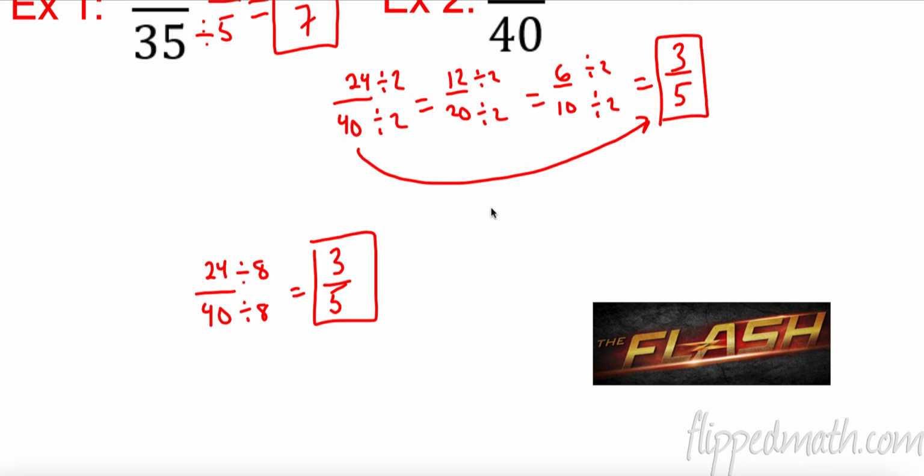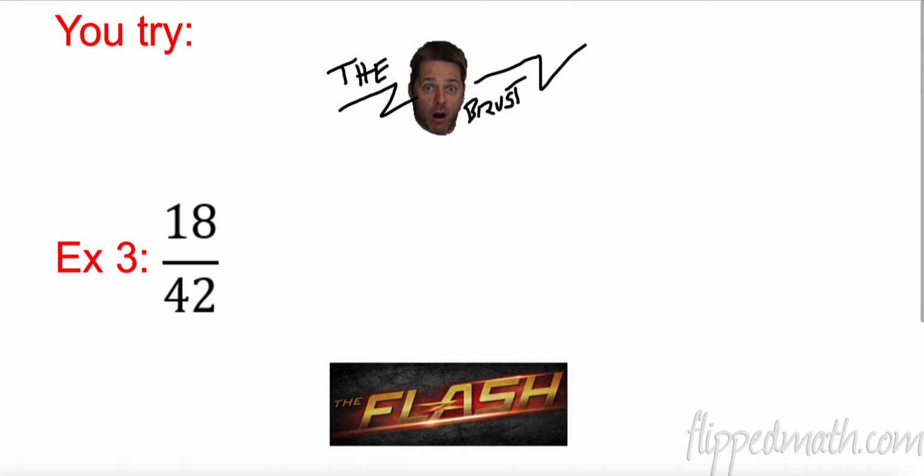It does not matter which way you choose. In fact, you could have chosen another number. You could have done 24 divided by 4, right? 4 goes into both at first as well. So I'd like you to pause the video right here, and I want you to try this both ways. Try the Brust method, in other words, do as many steps as possible, and then try the Flash method. See if you can find that one number that divides immediately.